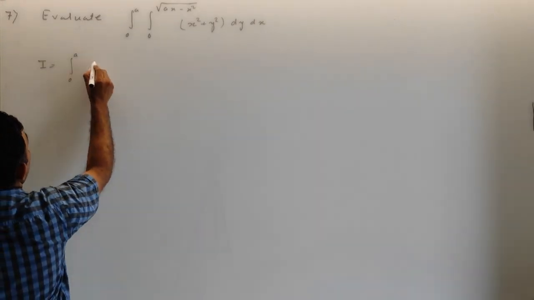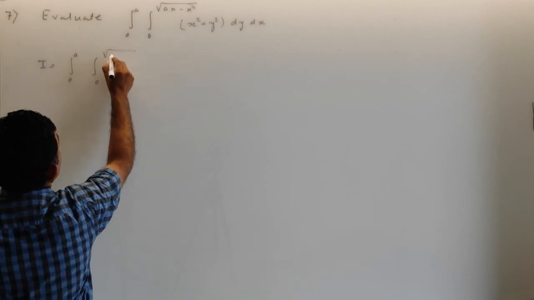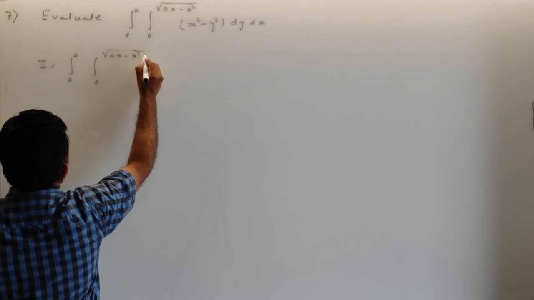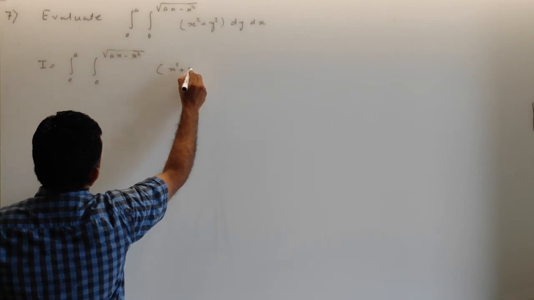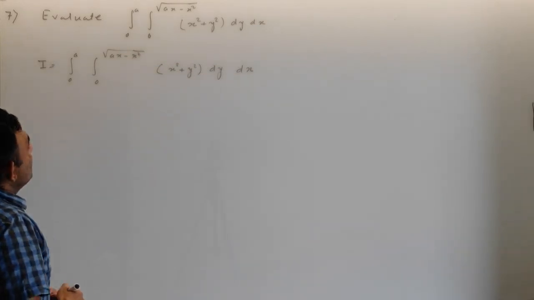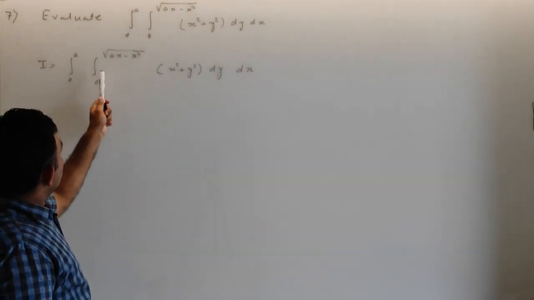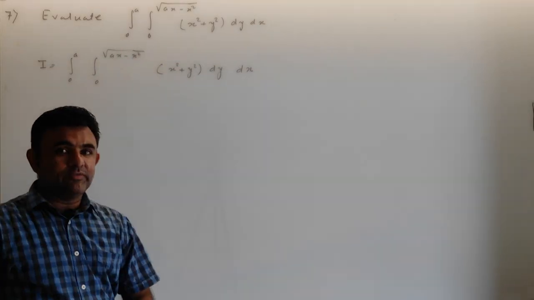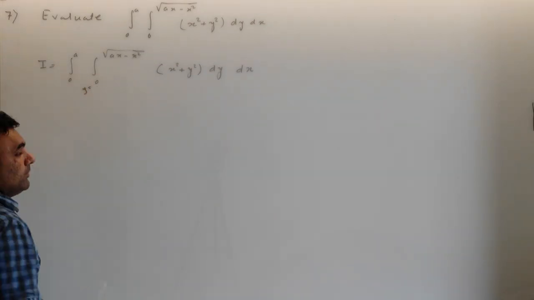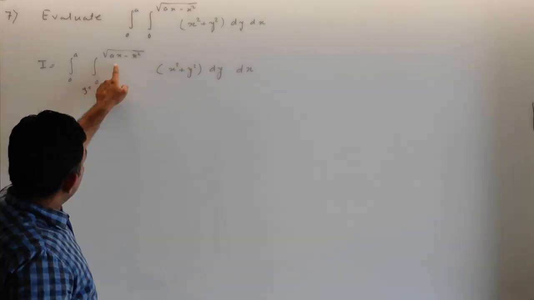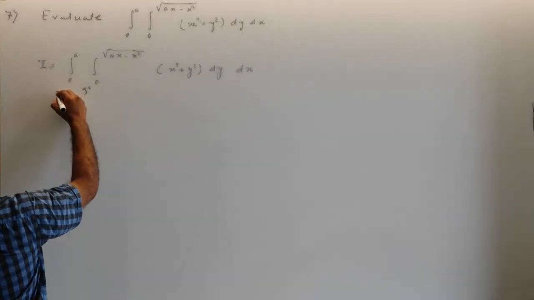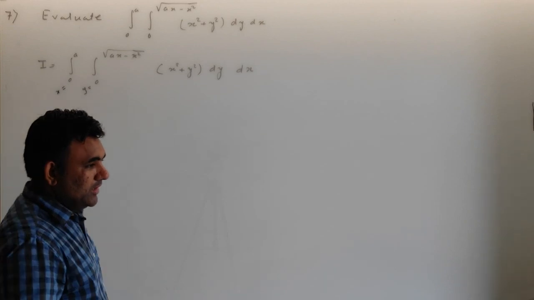Integration 0 to a and integration 0 to under root ax minus x square of (x square plus y square) dy dx. Let us first decide the limits. See here, the limit 0 to under root ax minus x square is a function of x, so it will be the limit of variable y, and 0 to a will be the limit of x.